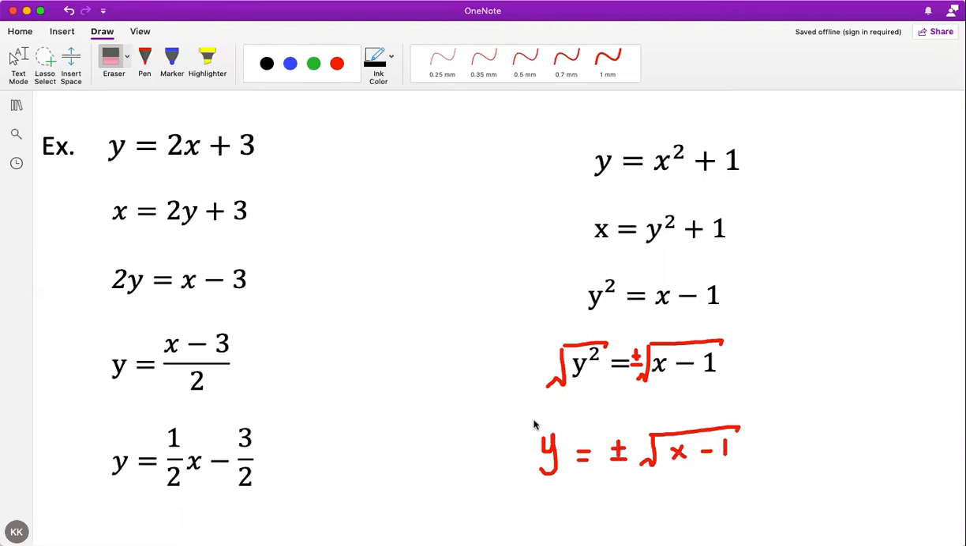Normally, a function will not include plus or minus. So if you see the plus or minus, it suggests that this one is not a function. Which tells me that the inverse of a quadratic function is not a function.